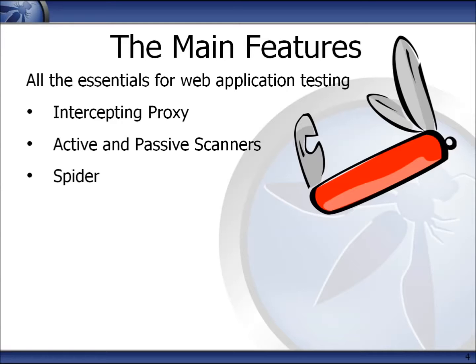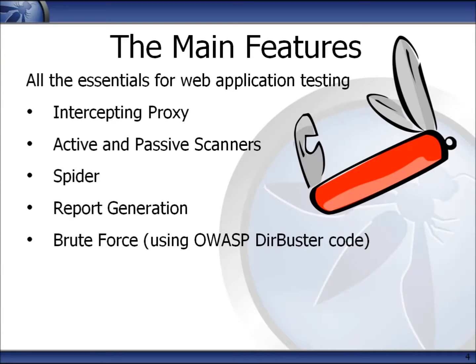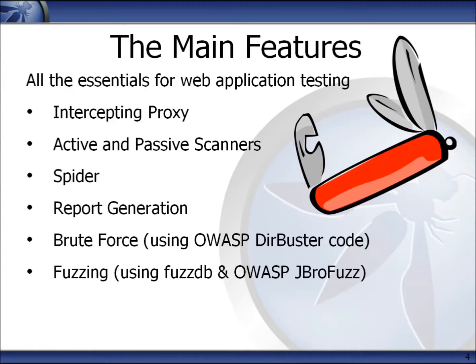The spider can be used to crawl the application, for example to find pages you've either missed or which have been hidden from you. ZAP can generate reports on the issues that it has found, including advice and links to more information about the problems and how to solve them. It can also find files even if there are no links to them using the brute force component, which is based on the OWASP DirBuster tool. It can also fuzz parameters, and includes fuzzing libraries from the JBroFuzz and FuzzDB tools. You can use fuzzing to find more subtle vulnerabilities that the automated scanners cannot find.